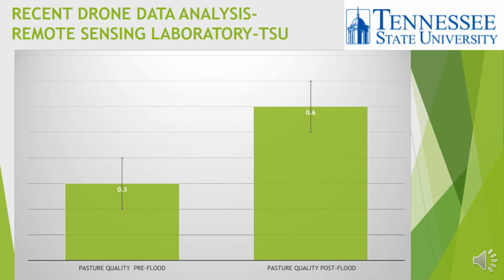This slide shows the result we obtained from mapping and monitoring the quality of the pasture pre and post flood event at Cheatham County. As you see from the graph, the quality of the pasture increased by about 100% after flooding occurred, which implies that the flooding actually increased the vigor and the greenness of the pasture for the cattle. So basically the flooding was a good thing that happened in that area for the cattle.